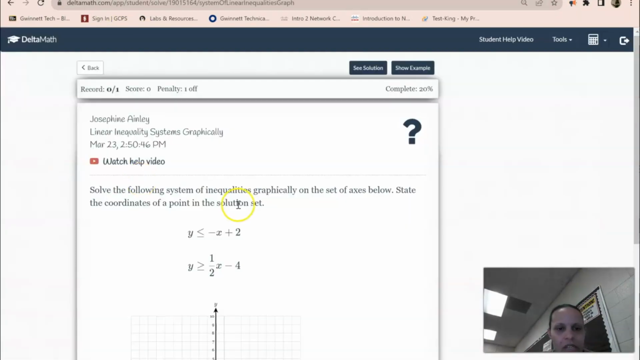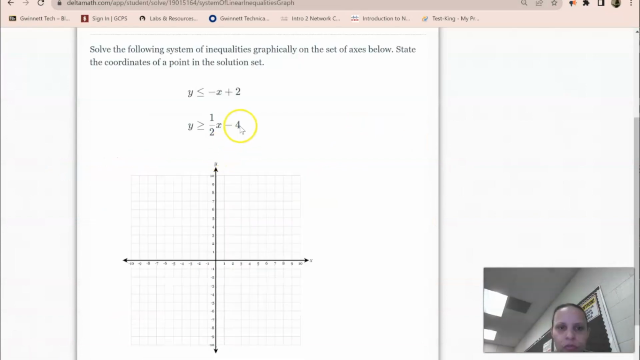Linear inequality systems graphically. We've already talked about how to graph in y equals mx plus b, so this is just a quick refresher. Really, our focus is what does this mean and what does that mean? I'm just going to graph real quick. Remember, when it's in y equals mx plus b, you start with the y-intercept. Right now, the y-intercept is 2, so 2. And then what does this do? What is that slope doing?